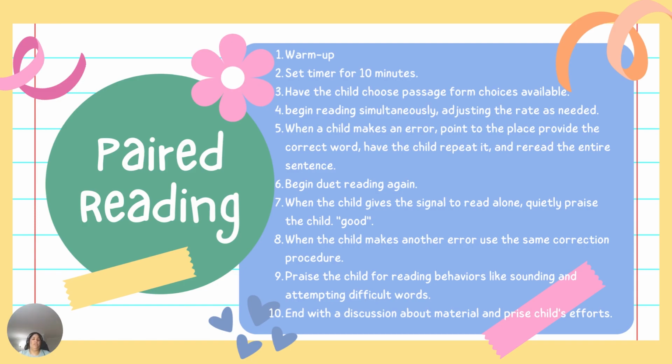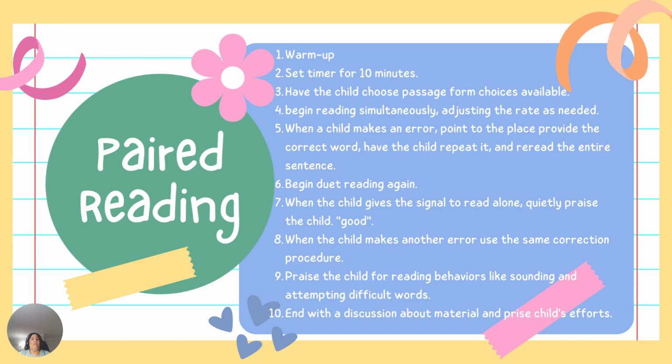The last intervention is pair reading. The teacher, the diagnostician, can write in the report the following steps. Number 1, warm up, which means you can ask the student, how is the day going? Number 2, set timer for 10 minutes. Number 3, have the child choose a passage from choices available. That means the teacher has to prepare in advance a few reading passages to give the student to choose from.